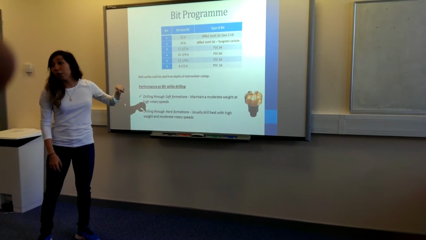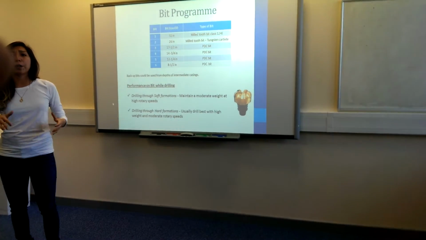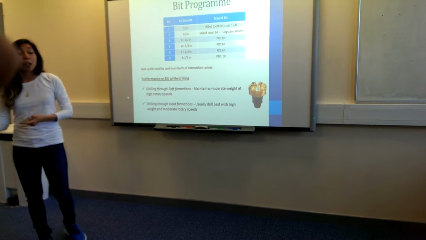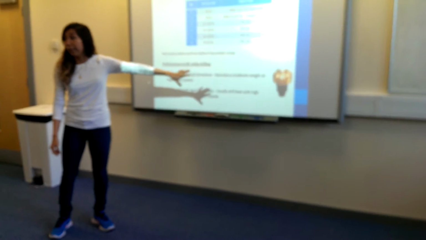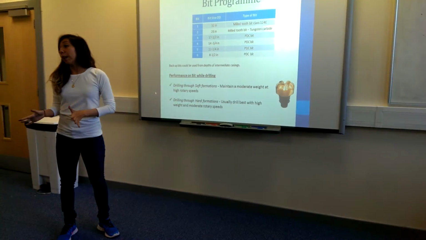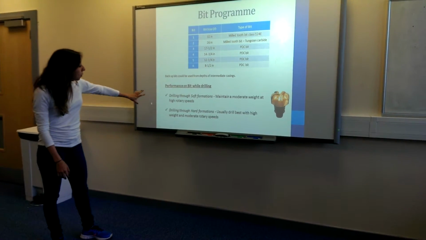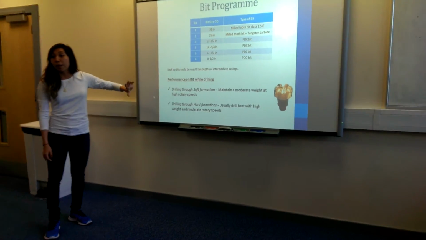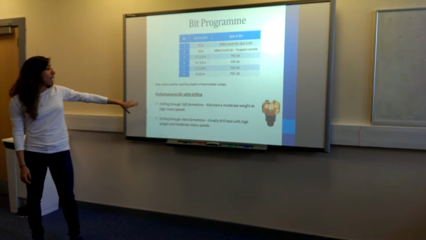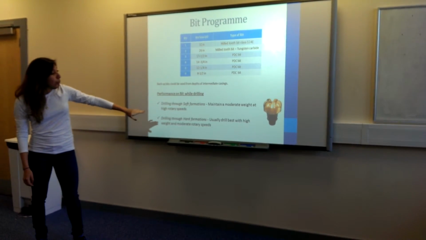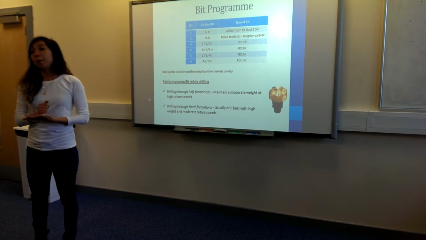According to the methodology that we have, for the intermediate casings and maybe the liner, we're crossing formations of dolomite, limestone, shale, and salt, which might damage the bit. Therefore, we might consider using backup bits for the formations that are risky. We also have some recommendations for drilling soft formations: maintain moderate weight and high rotary speeds. And through hard formations, drill best with high weight and moderate rotary speed. This is for better performance of the bit.